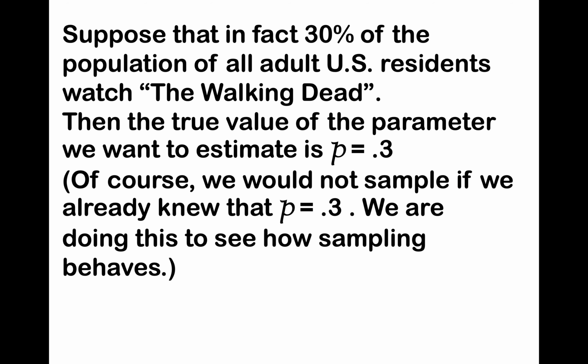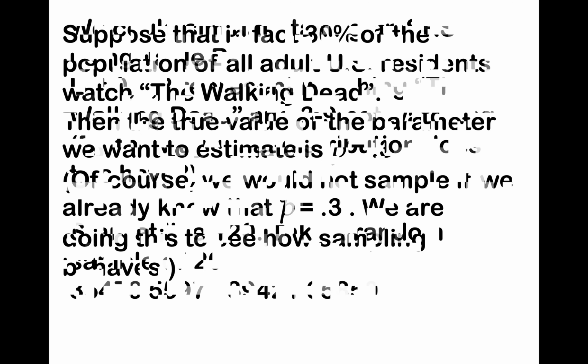Suppose that in fact 30% of the population of all adult U.S. residents watch The Walking Dead. Then the true value of the parameter we want to estimate is p equals 0.3. And I make a little disclaimer, of course, we would not sample if we already knew that p was 0.3. We're just doing this to see how sampling behaves and what we can learn from that. So we are just making this assumption that the proportion of people who watch The Walking Dead in the U.S. is 30%.